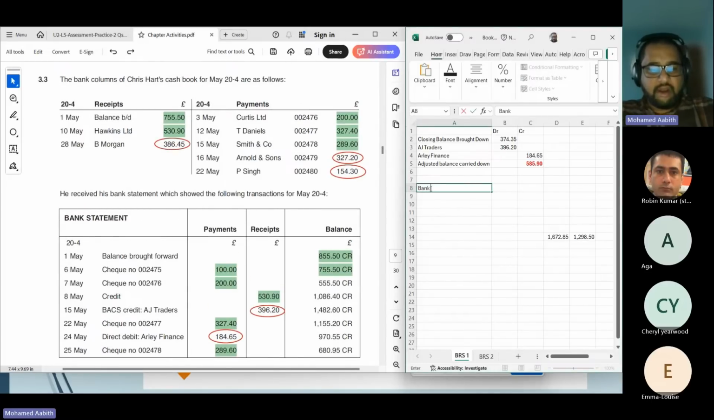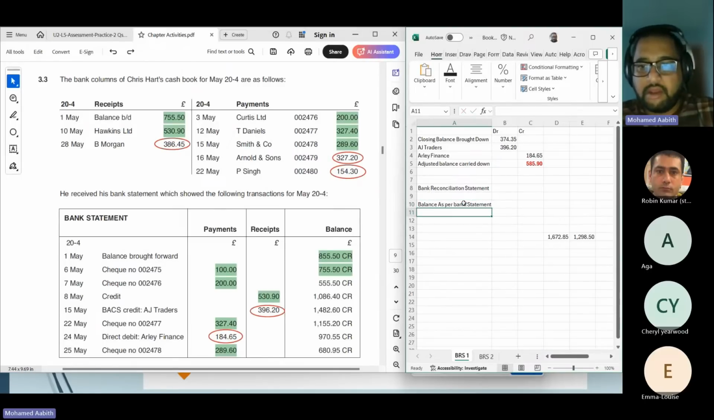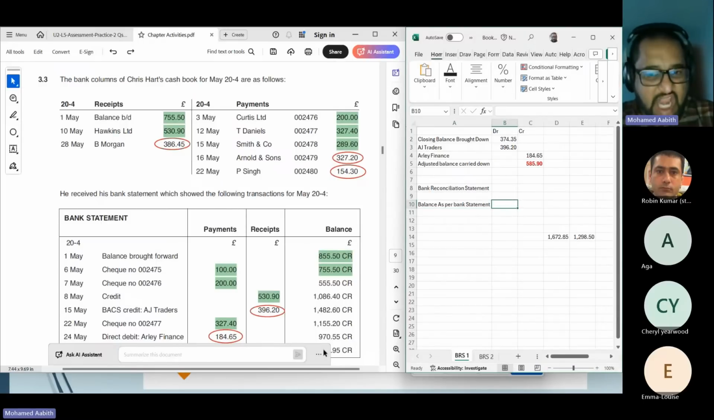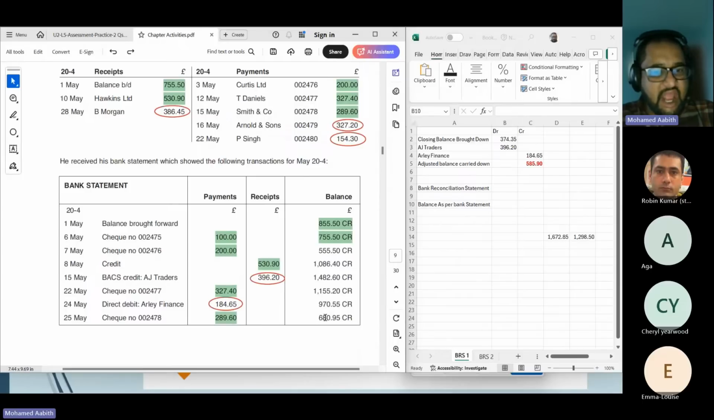So, bank reconciliation statement. Here the first thing is balance as per bank statement. Sorry about the typing error there. The number I have in my bank statement, according to this, is 680 pounds and 95 pence in credit.